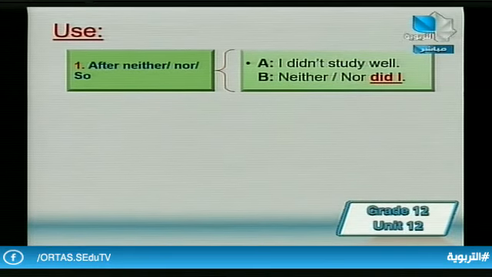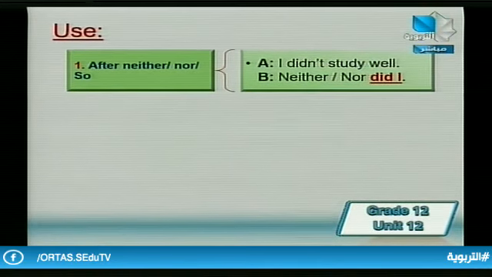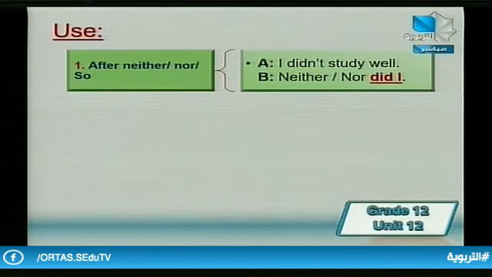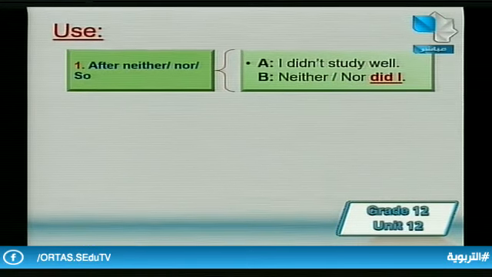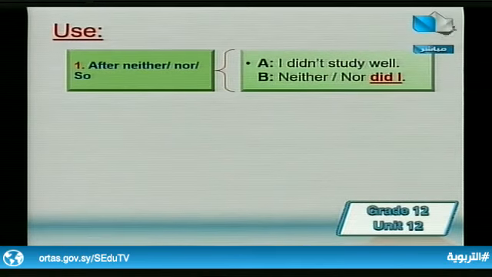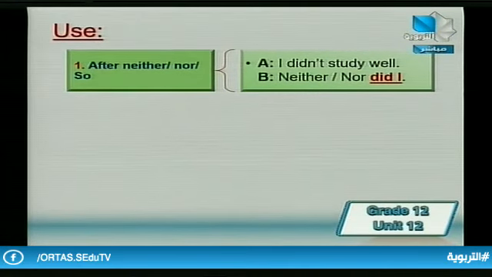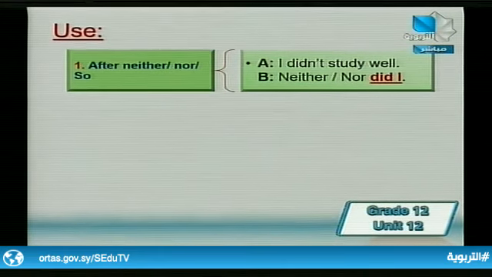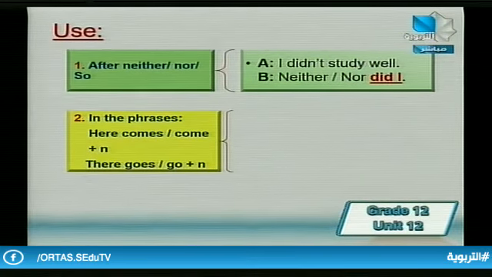Very nice. So after neither, nor, or so, sometimes in American English. In negative sentences, for example, I didn't study well, we say neither did I, or nor did I. If it is positive, for example, I studied well, what do we say? So do I. Or so did I if it is in the past.